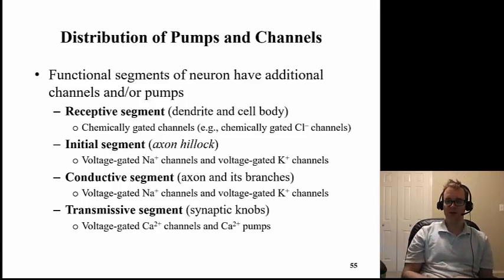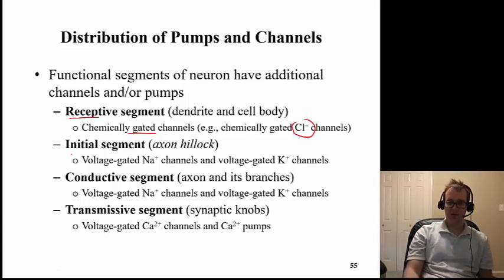There are also some areas of the cell that have different types of channels, so we need to identify these different regions of the cell. There's a receptive segment of the cell, which is the dendrite and the cell body, and there are chemically gated channels there. These are gated for substances like chlorine, or they could be gated for neurotransmitters or something along those lines. But something needs to stimulate them chemically to enable those channels to open.